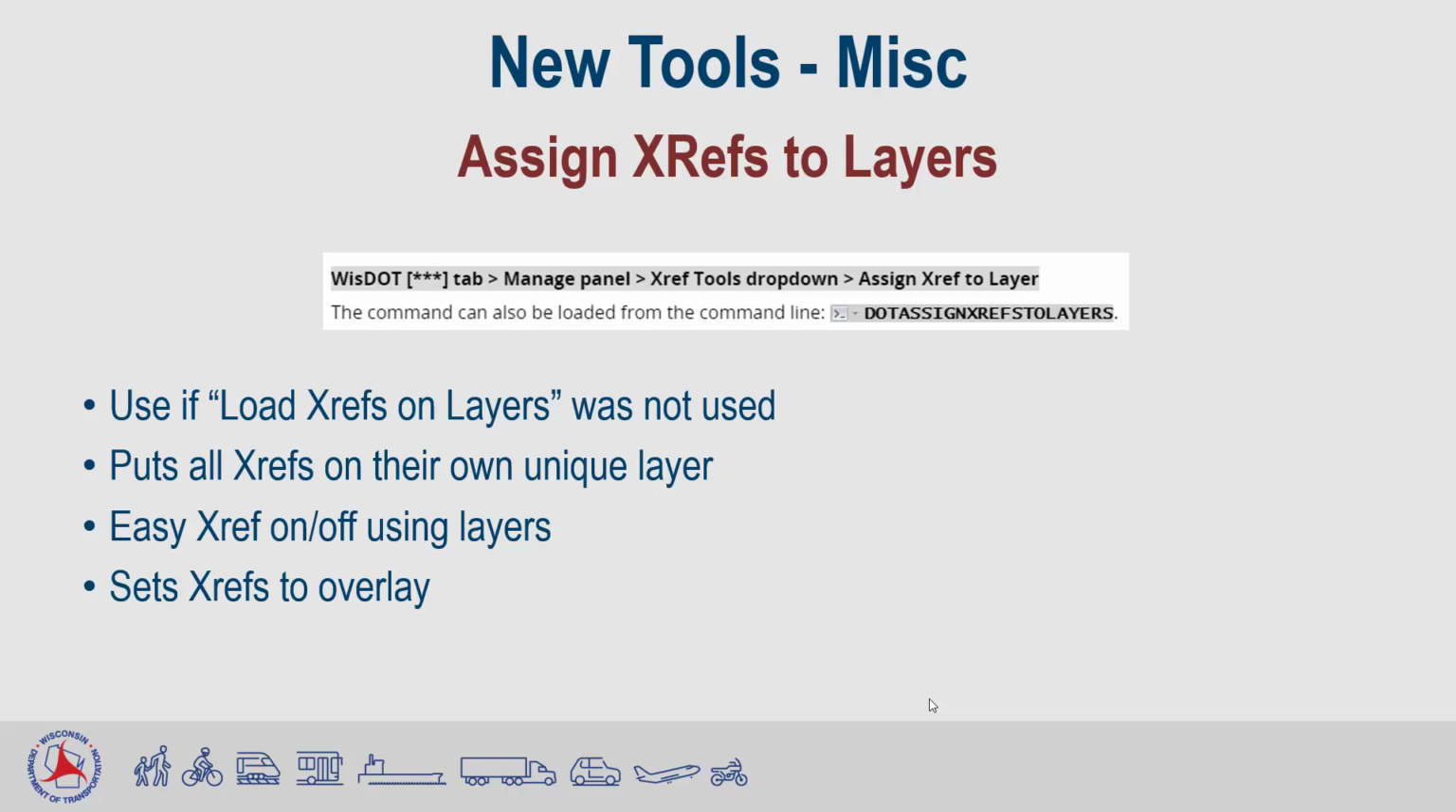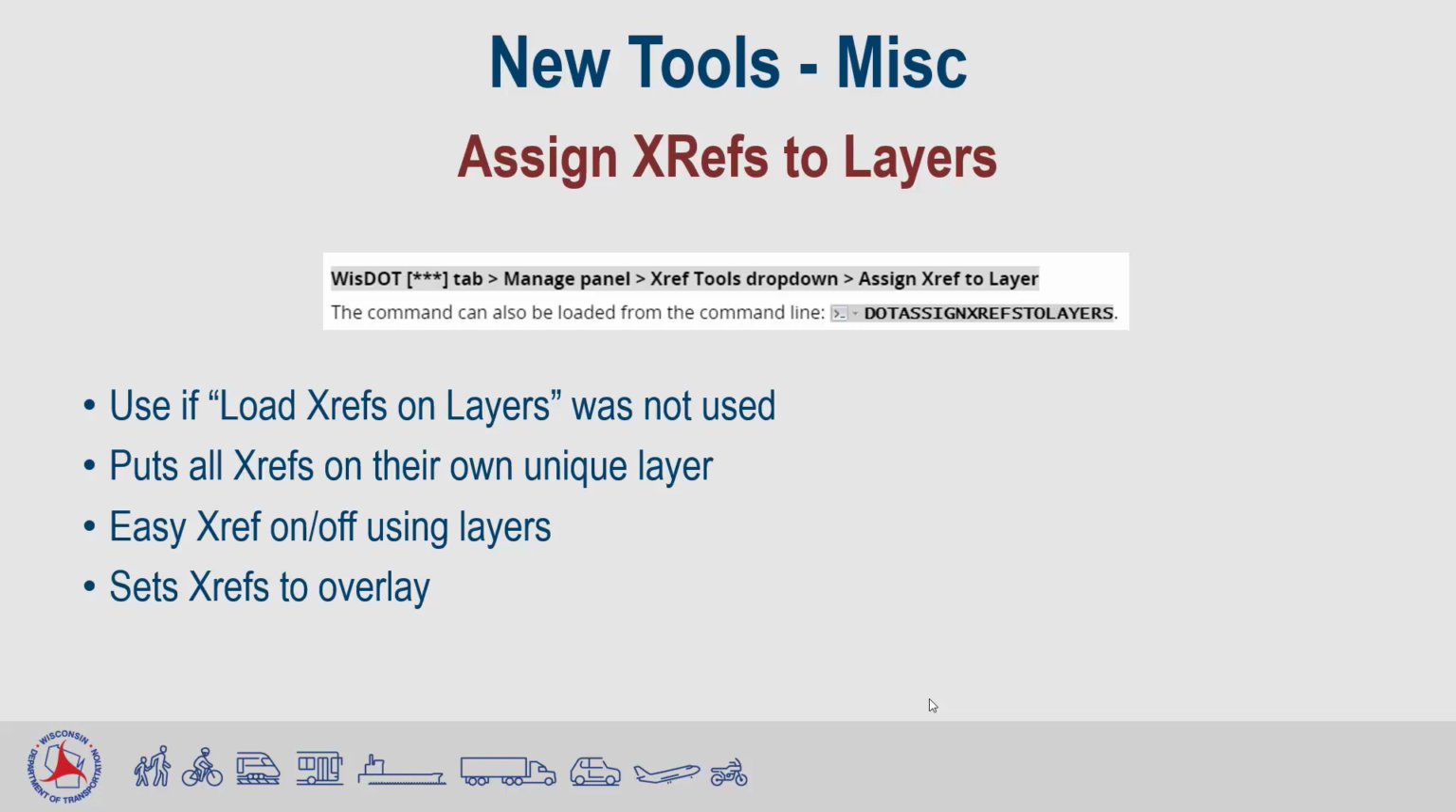Instead of having to unload and reload XREFs, I can just turn that layer on and off. It just makes it simpler for display purposes. And it also makes sure that the XREF is attached using overlay versus attach, because in the vast majority of cases, we want to use overlay and we don't want our XREFs nested. Sometimes it can lead to circular references and things like that. We just want to avoid all that altogether. So that's what our Load XREFs on Layers does.